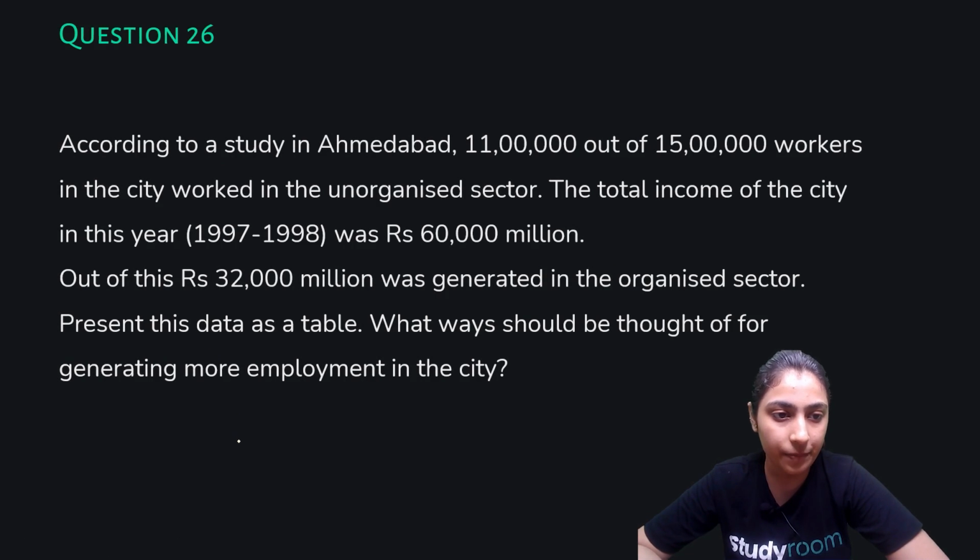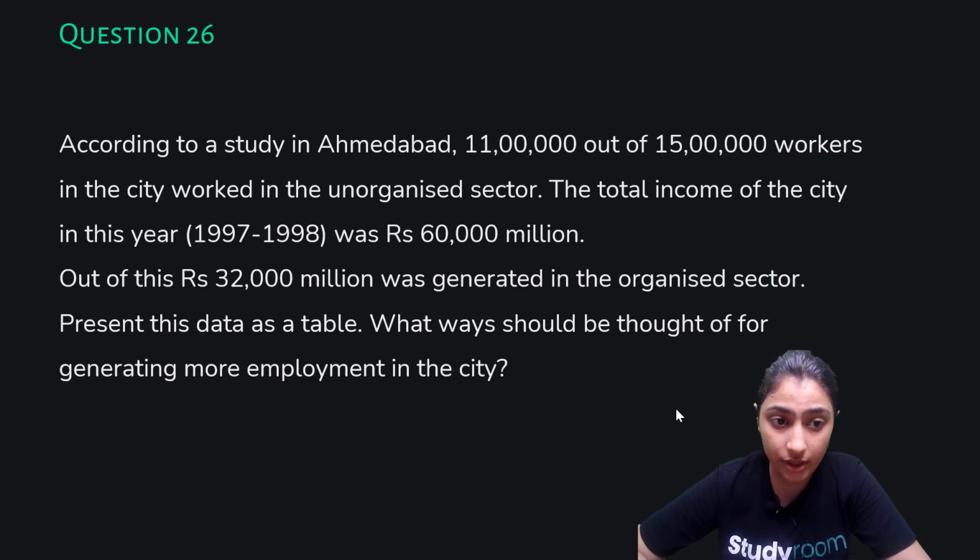Now, okay, this is a case study. Let's read this. According to a study in Ahmedabad, 11 lakh out of 15 lakh workers in the city worked in the unorganized sector. The total income of the city in the year 1997-98 was 60,000 million. Out of this, 32,000 million was generated in the organized sector. Present this data as a table. What ways should be thought of for generating more employment in the city?